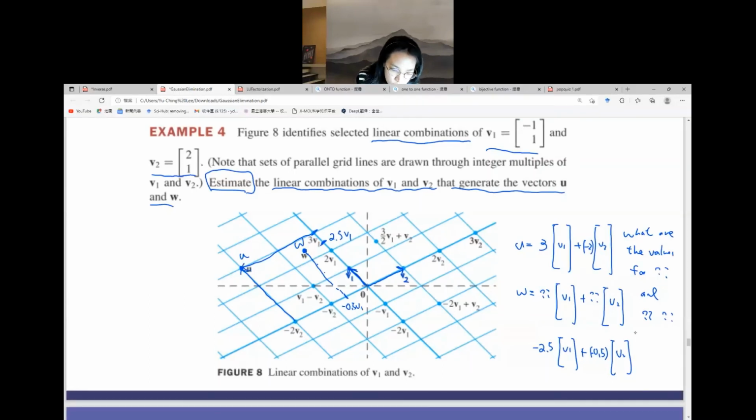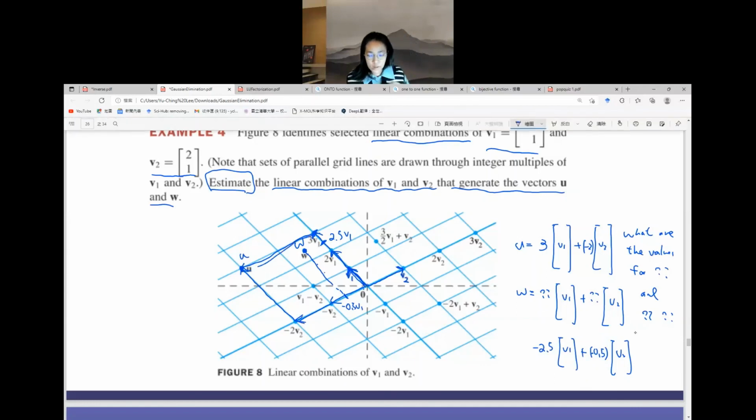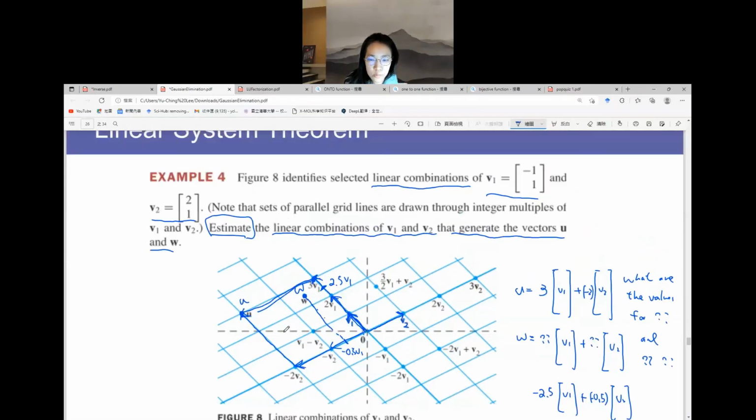Okay. So it means that I move V1 for 1, 2, 3, and then move V2 toward a negative direction for 2 units, 1 and 2. And then the linear combination of them will be this point. So that's how I create linear combinations for any points there.